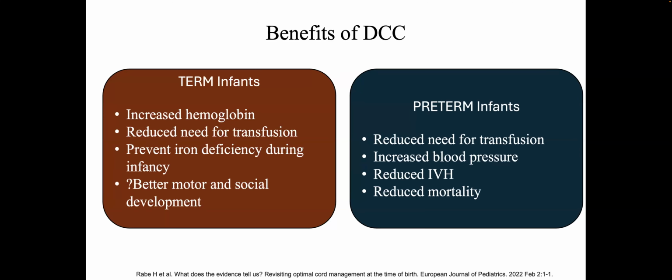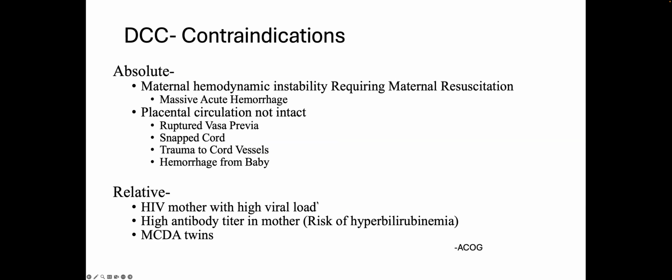In the term babies, as one of your friends said, increased hemoglobin, reduced need for transfusion, prevention of iron deficiency anemia during infancy, and better motor and social development. Whereas in the preterm babies, it is IVH, increased blood pressure, reduction in early neonatal shock, reduced need for transfusion and reduced mortality. So these are predominantly the advantages you see in preterm babies. So kindly, when you answer, remember the advantages as advantages in preterm babies and term babies, rather than clubbing both of them, because the relevance changes with context.